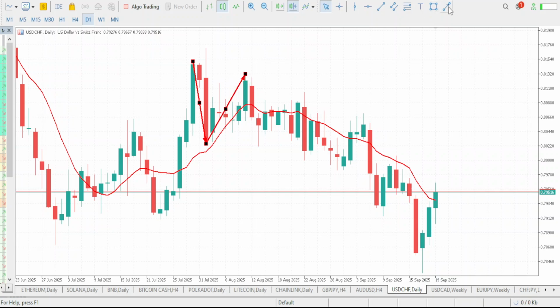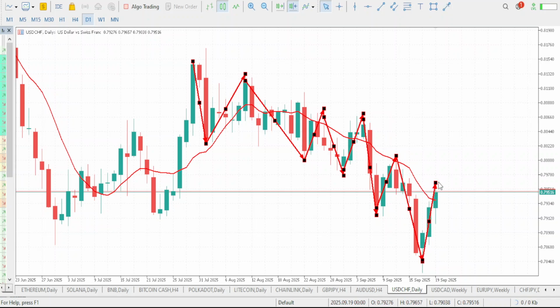lower high, lower low, lower high, lower low, lower high, lower low, lower high, lower low. Here's the lower high.